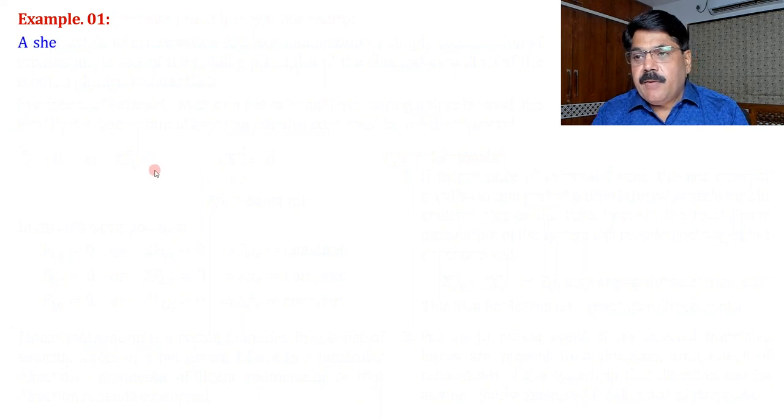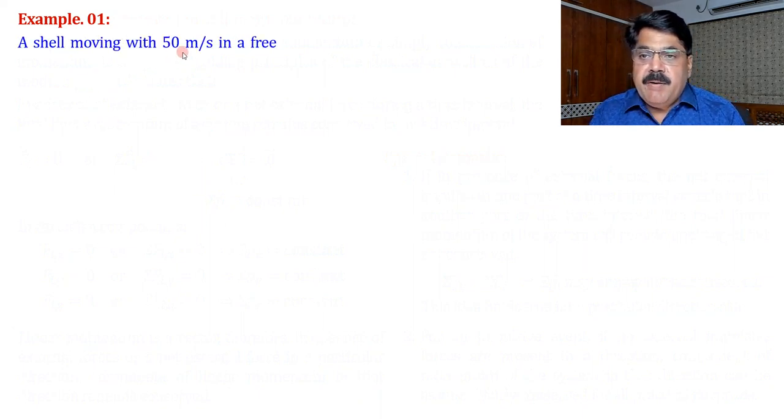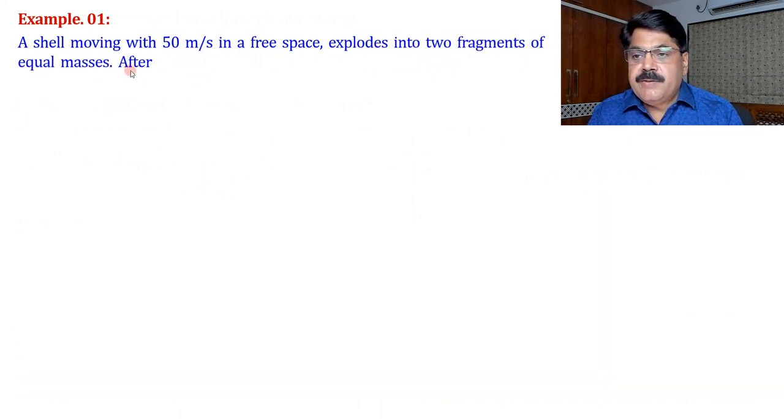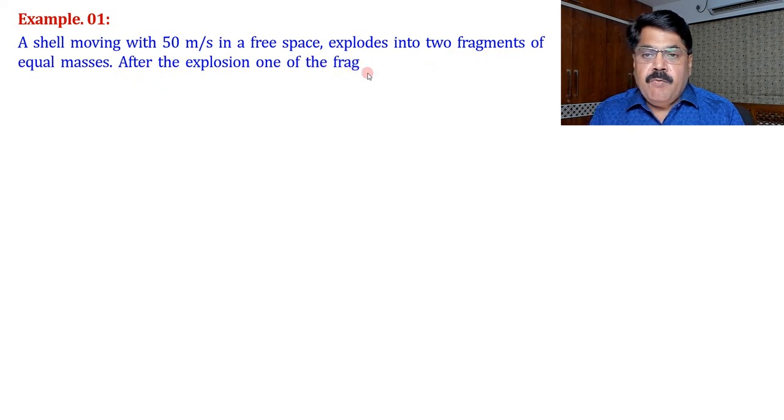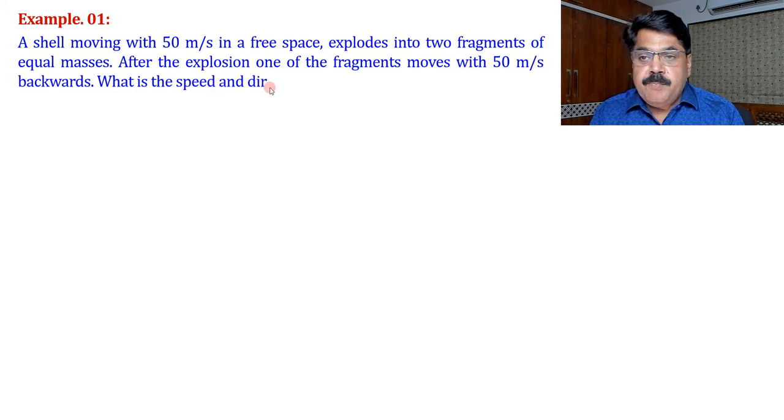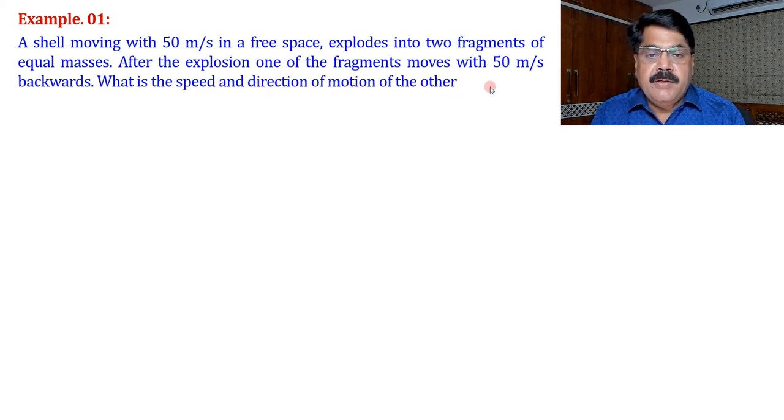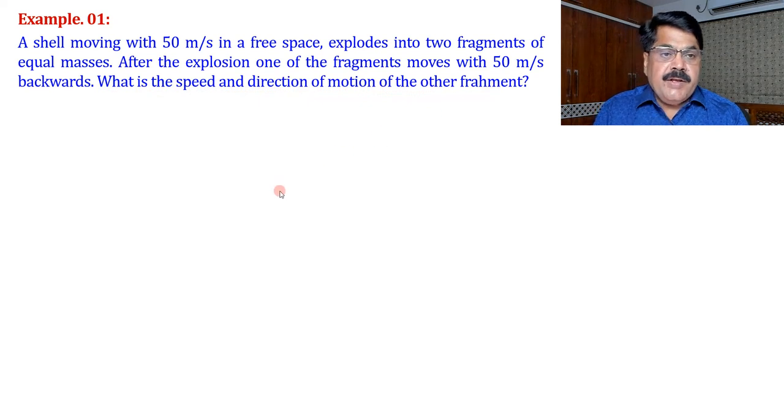Example 1. A shell moving with 50 meters per second in free space explodes into two fragments of equal masses. After the explosion, one of the fragments moves with 50 meters per second backwards. What is the speed and direction of motion of the other fragment? Now we can solve this problem in two ways. One way I will discuss later, that is based on some intuitive understanding. Of course, that approach will feel better, but this problem we can solve strictly by using the vector equation. So how can we proceed?